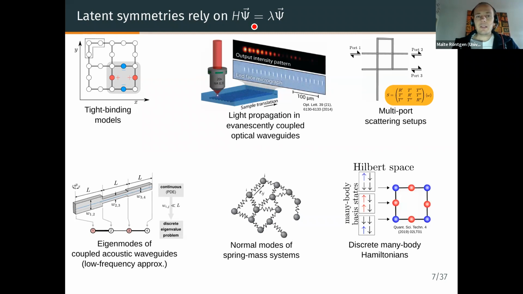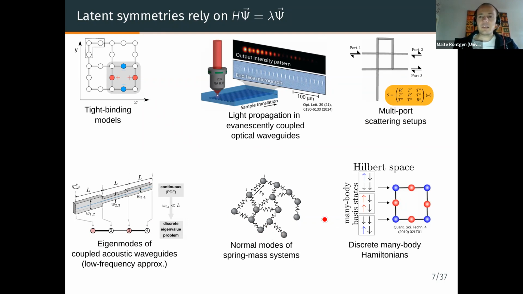Also, if you replace your Hamiltonian here by the S matrix, the scattering matrix, you can also define latent symmetries in a multiport scattering setup. This is something which I will talk about at the end of this seminar today. We can also find latent symmetries in eigenmodes of coupled acoustic waveguides in the low frequency approximation, and also for normal modes of spring mass systems.